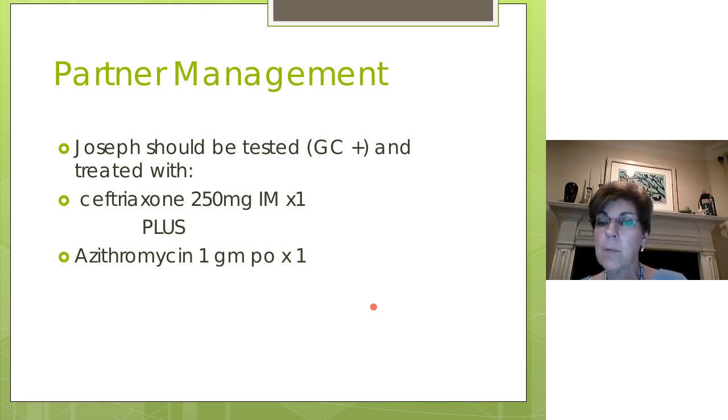Let's see. Kimberly asked, would we discourage douching at this point? I think that's part of education. You should tell women that douching is not really recommended. So you might want to at least discuss that with her and tell her that that's probably not recommended.